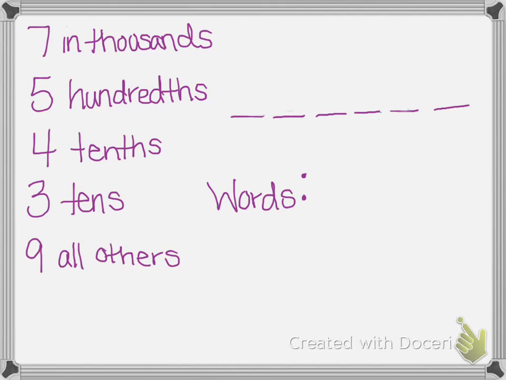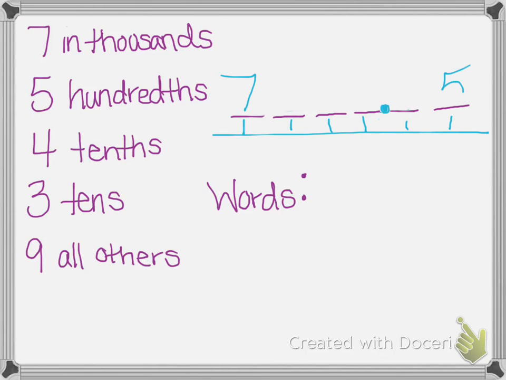Number 2 says write a 6-digit number with a 7 in the thousandths place, a 5 in the hundredths place, a 4 in the tenths place, a 3 in the tens place, and a 9 in all other places. So to start, I would draw 6 lines, just like I drew right here. We put a 7 in the thousands, a 5 in the hundredths, so if this is the thousands, hundreds, tens, ones, here's our decimal point, tenths, hundredths.